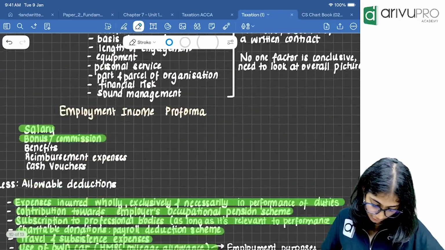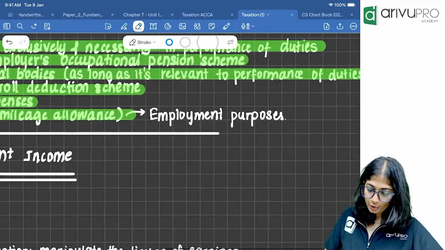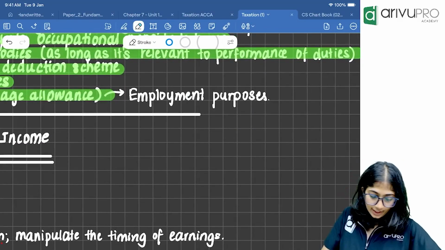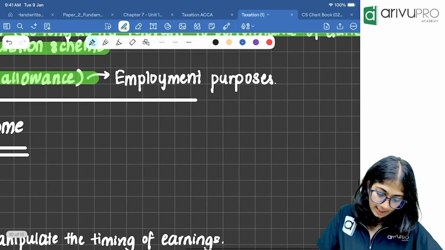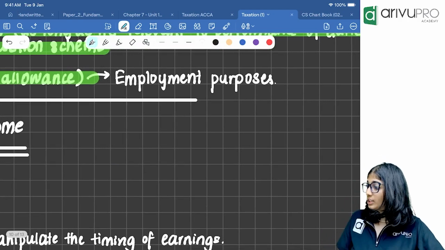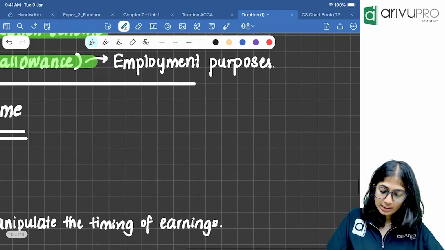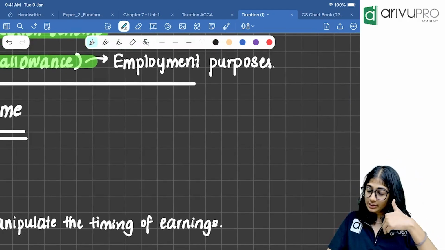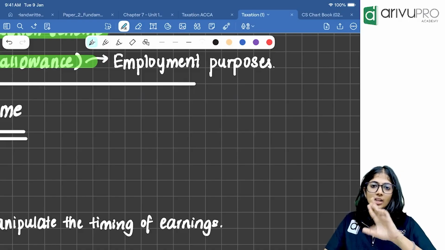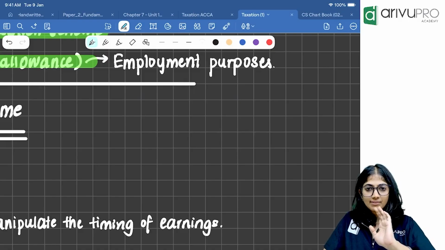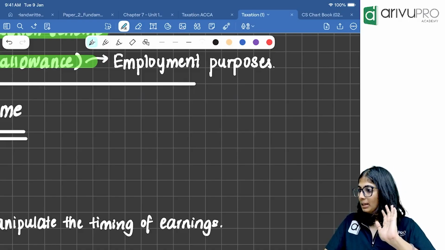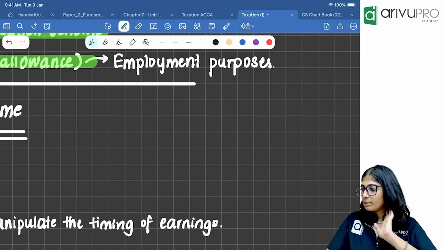There's one thing you have to remember when it comes to use of your own car. Let's say you are using your own car. HMRC mileage allowance you're going to use. What is HMRC's mileage allowance? First 10,000 miles per annum is 0.45 pounds. Over and above 10,000 miles per annum, it's going to be 0.25 pounds.